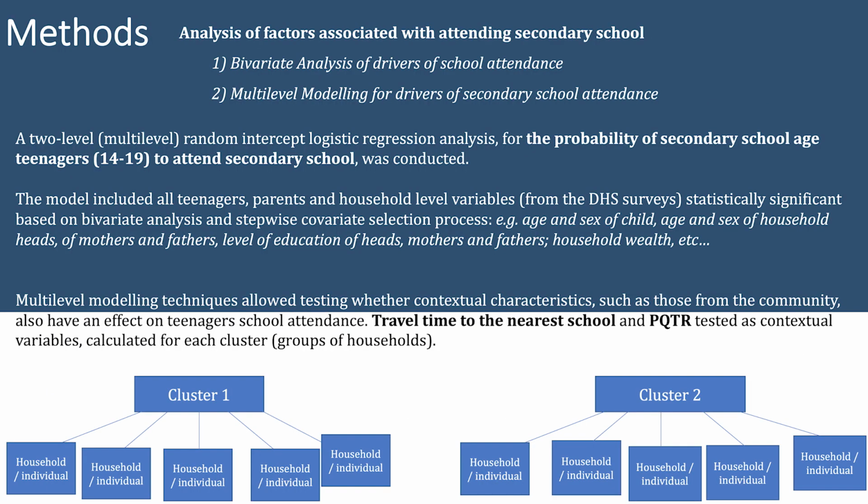And so by using the set of individual and household level factors and variables that we created in the DHS, as well as by putting these two contextual variables in our multi-level random intercept logistic regression model, we were able to estimate the probability of secondary school age teenagers to attend secondary school. We use the multi-level modeling technique basically to allow for testing the contextual variable characteristics, but also to take into account the hierarchical structure of the data.